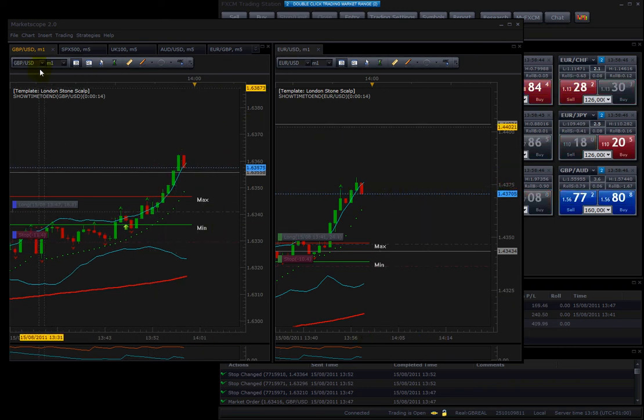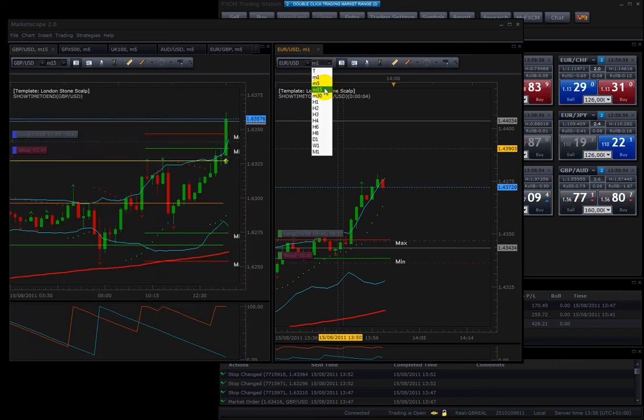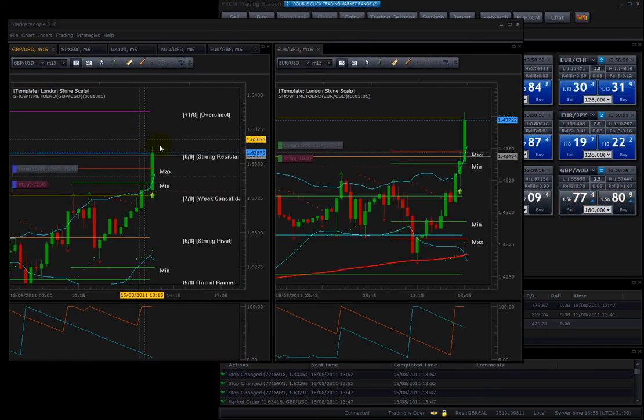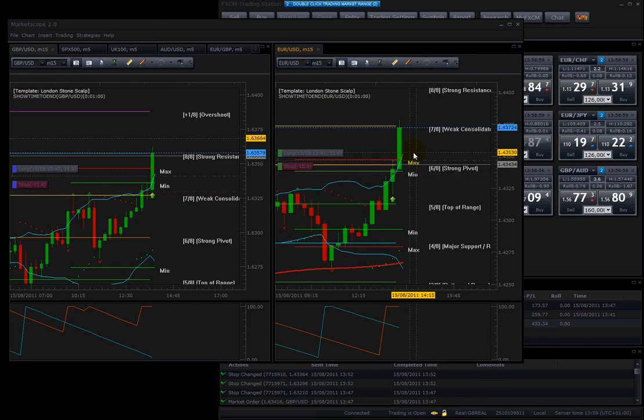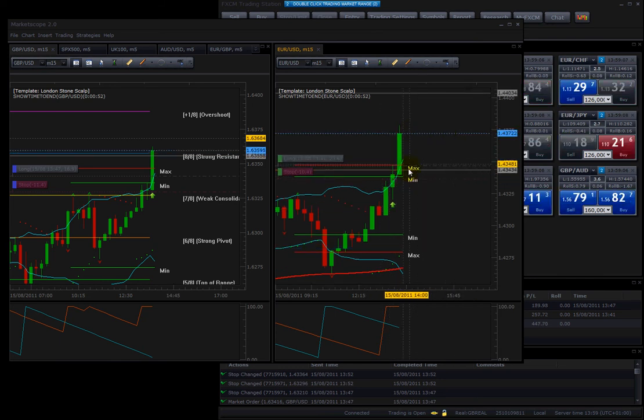What we're looking at here is two trades: pound US dollar, or cable, and euro US dollar. We're looking at the 1 minute time frame. If I were to switch to the 15-minute time frame, you'll see that it's a bit cluttered, but you can kind of make out. Let me try and clear it up a little bit. Here are the min-max lines as per the London Stone Scalp indicator.